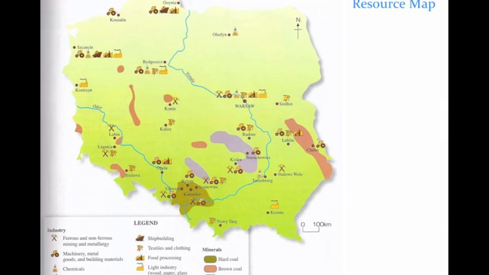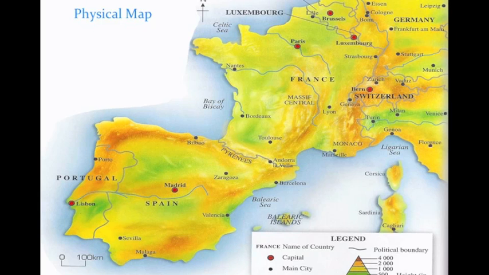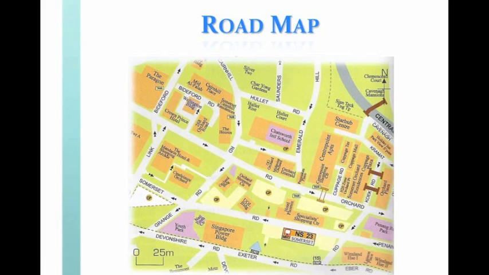We can also have a resource or economic map that features the type of natural resources or economic activity that dominates an area. Then we have a physical map that shows physical features such as mountains, hills, lakes, and rivers of an area. Notice that this map makes use of colors to represent height differences. Of course, we have the trusted road map, which has since become interactive and accessible on mobile devices.